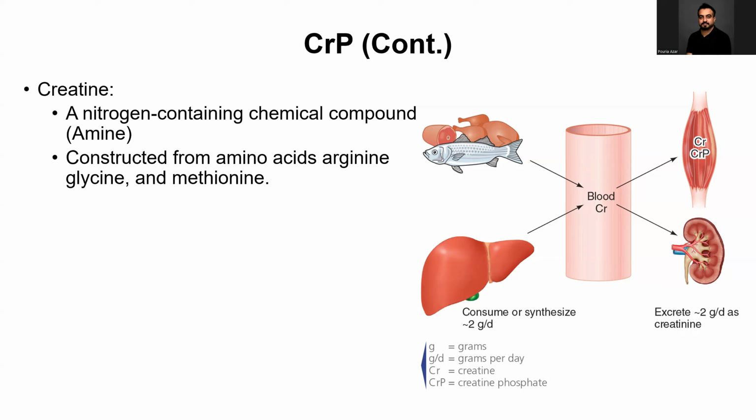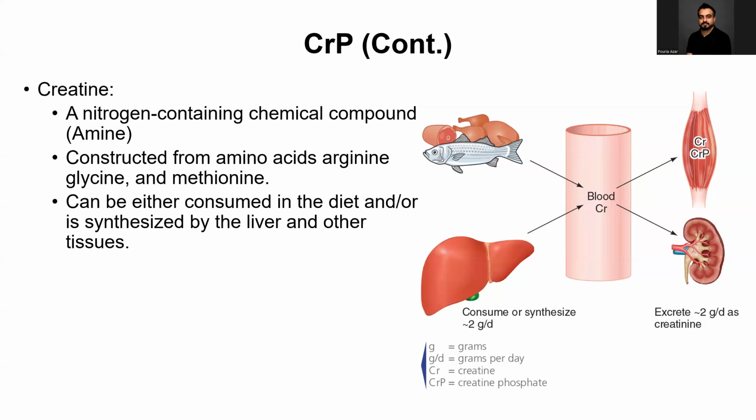And it's constructed from the amino acids arginine, glycine, and methionine. Again, I would like you to remember and memorize these three amino acids. We will talk about the amino acids in later chapters, but here just remember these three amino acids that can be used to synthesize creatine. So we need arginine, glycine, and methionine. Creatine can be either consumed in the diet or synthesized by the liver and other tissues.